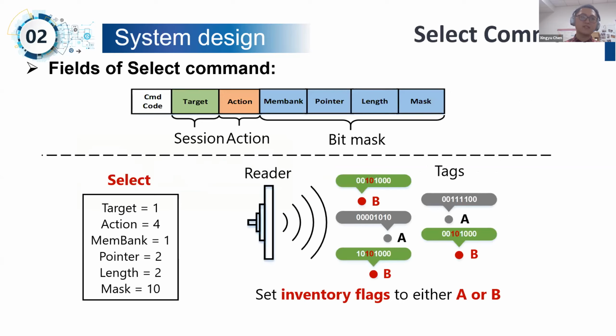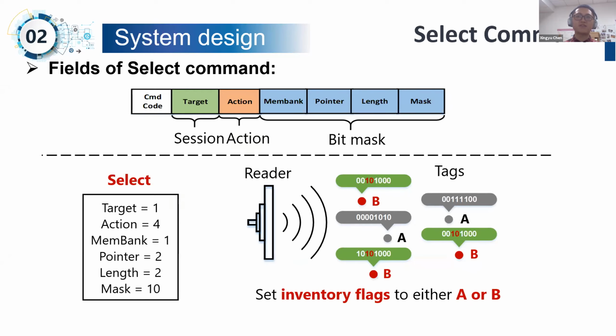And then I first introduce the select command. This command allows a reader to choose a subset of tags to reply. The select command has 6 fields. The first is target. It indicates which flag to be used.